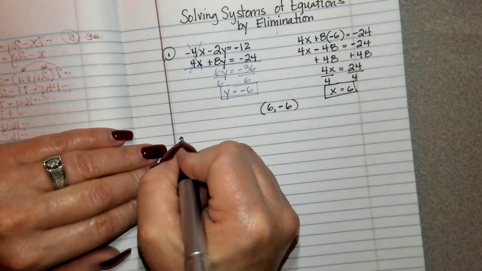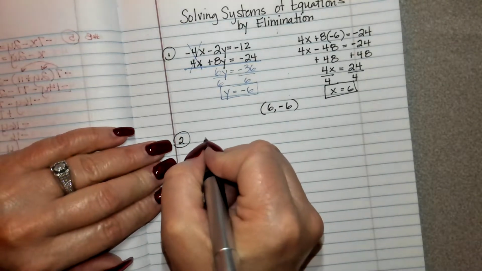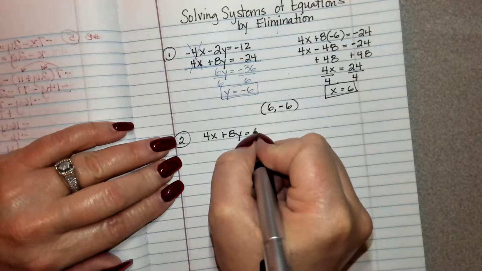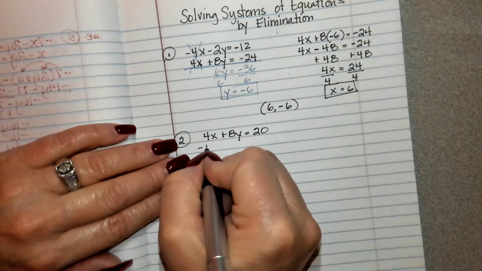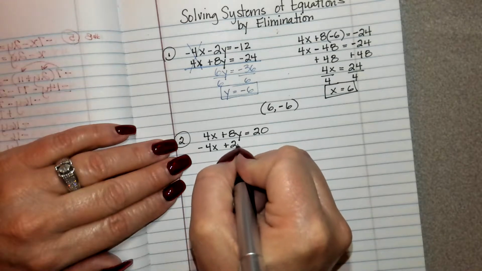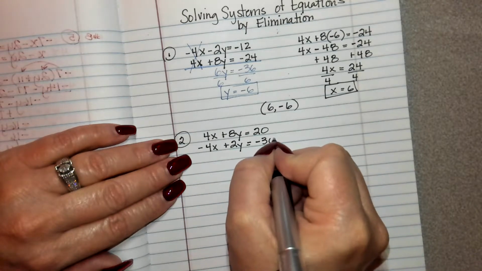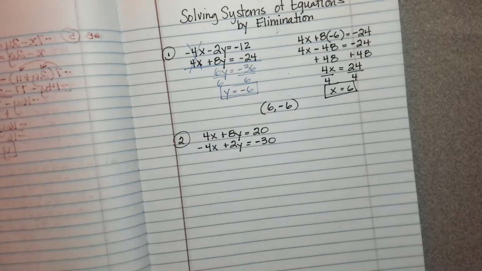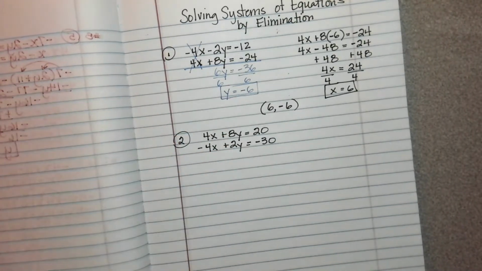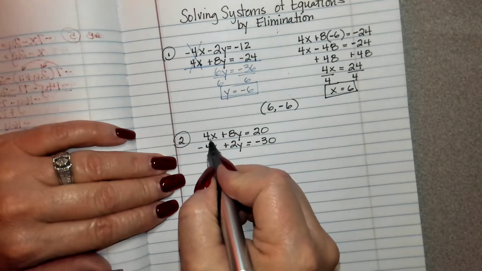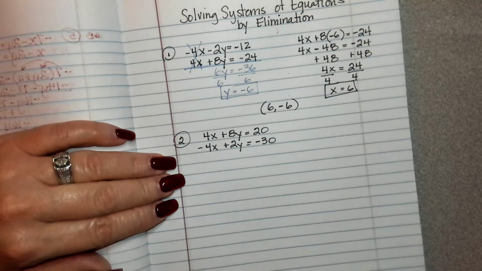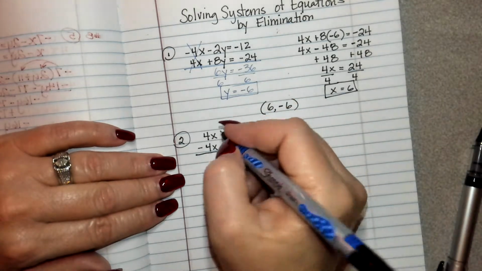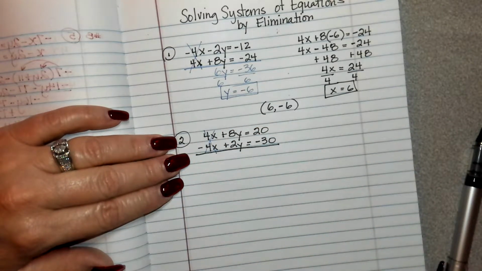Let me show you that again. Let's look at 4x plus 8y equals 20, and negative 4x plus 2y equals negative 30. So make sure x's are lined up, y's are lined up, numbers are lined up. Now I'm looking, do I have anything that will eliminate if I combine them? I can see right here my x's will eliminate. And it may not always be x's, sometimes it could be y's. So in this case, my x's are going to eliminate, and I combine the others.